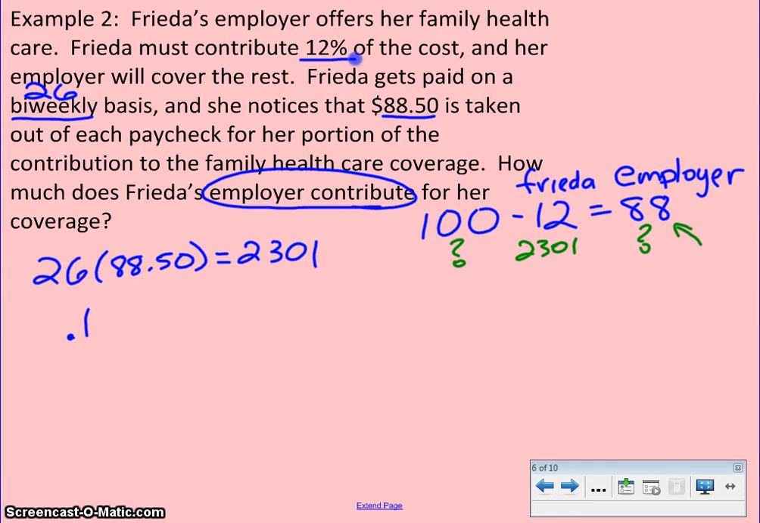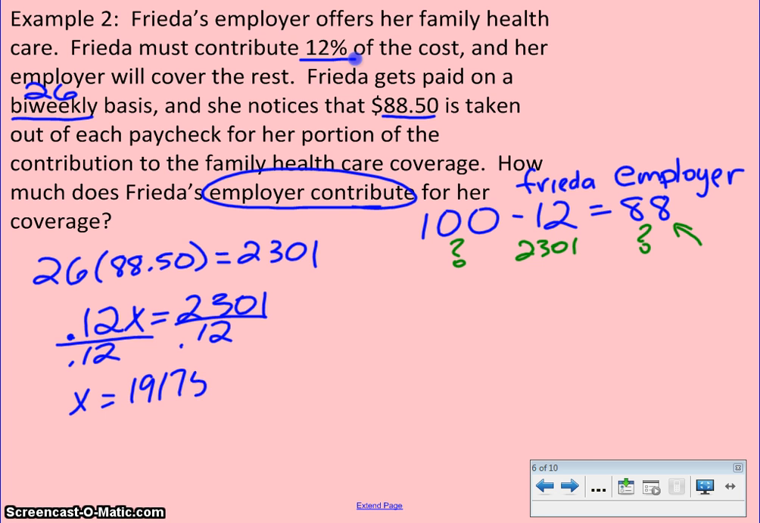Well, we know that 12%, which is what Frida pays, of the total is 2,301. That total X being the 100%. And then, simple algebra problem, if I divide both sides by 0.12, I find out that the 100% or total cost of the insurance is $19,175.